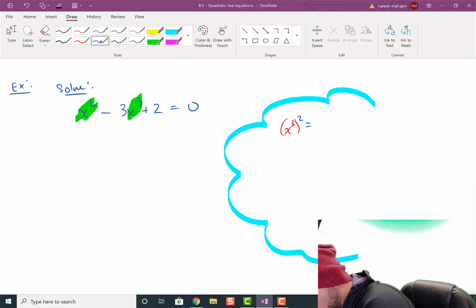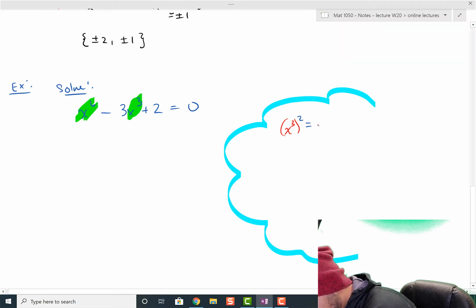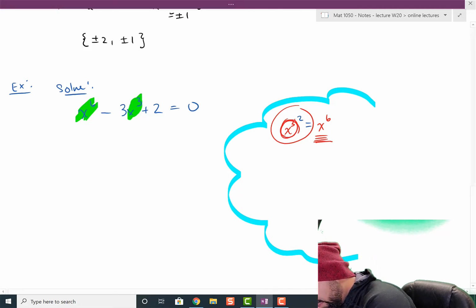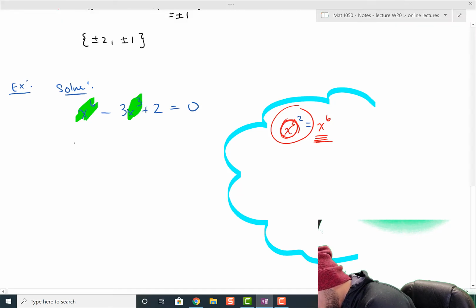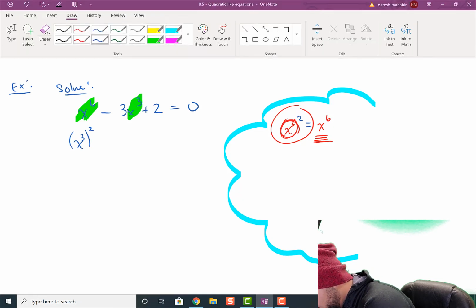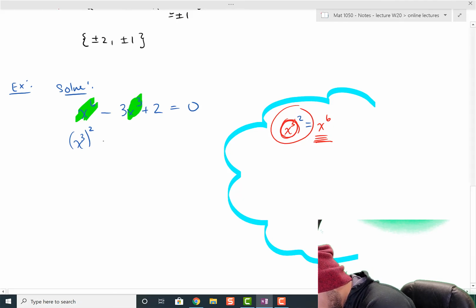And why am I so happy about this? Because I know that x to the sixth, I could rewrite it as the term on the left, and that term has the term in the middle in it, right? So effectively, this is what I'm going to do. Check it out. I'm going to rewrite this as x cubed squared, and then I'm just copying everything else down the way it is.